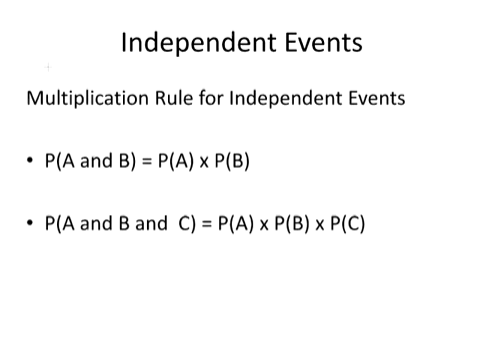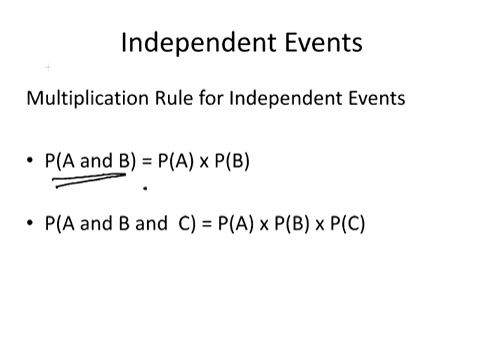If we have two independent events, A and B, the probability of A and B, given as here, is the probability of A times the probability of B.